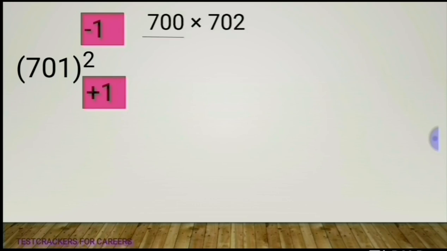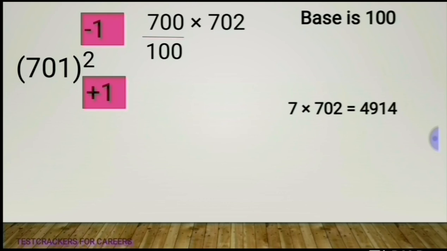Since the base is 100, we divide 700 by 100. The first part of the answer is got by multiplying 7 by 702. We get 4914. We write 4914 in the first part. For the second part, we square the difference. The difference here is 1, and 1 squared is equal to 1.